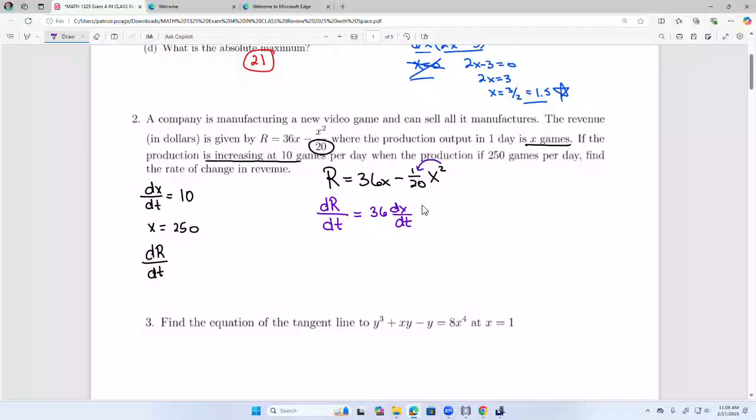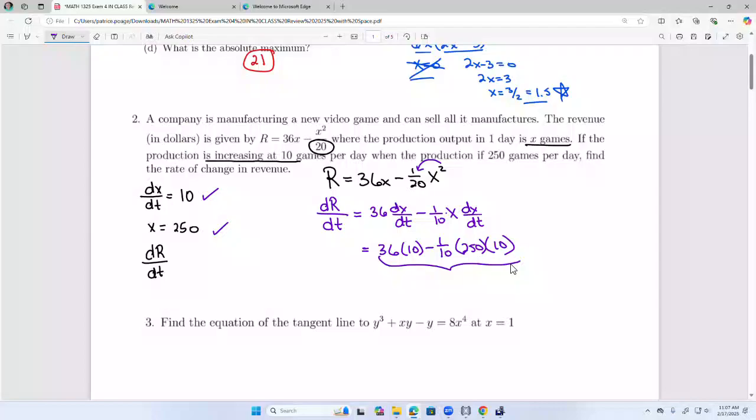2 times negative 1 over 20 is negative 1 over 10 x to the 1, and I just took the derivative of x with respect to time. So I took the derivative of everything with respect to time. Now I'm going to plug in the numbers I have. So I'm going to have this equals 36 times 10 minus 1/10 times 250 times 10.